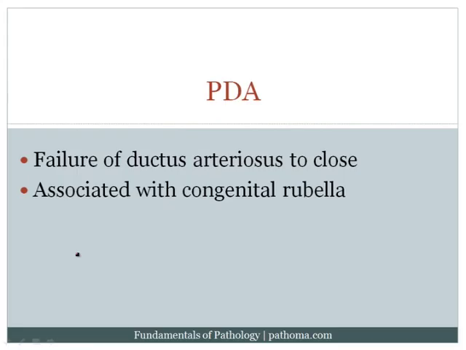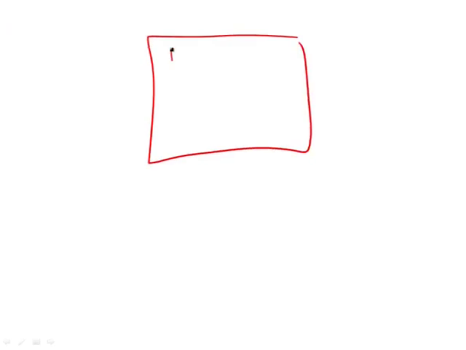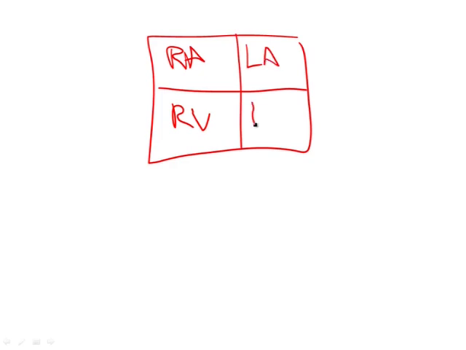Patent ductus arteriosus arises when there's failure of the ductus arteriosus to close, and very high yield, it's associated with congenital rubella. Now again, if you understand the anatomy, things become very straightforward. So let's just briefly illustrate this. Here's the right atrium, and then you've got the right ventricle. Of course, this is all normal, and you've got the left atrium and the left ventricle.